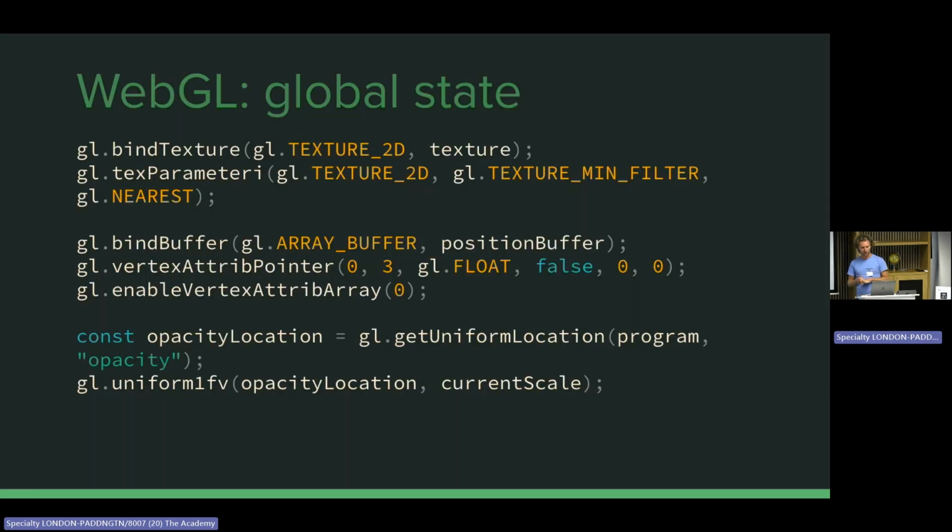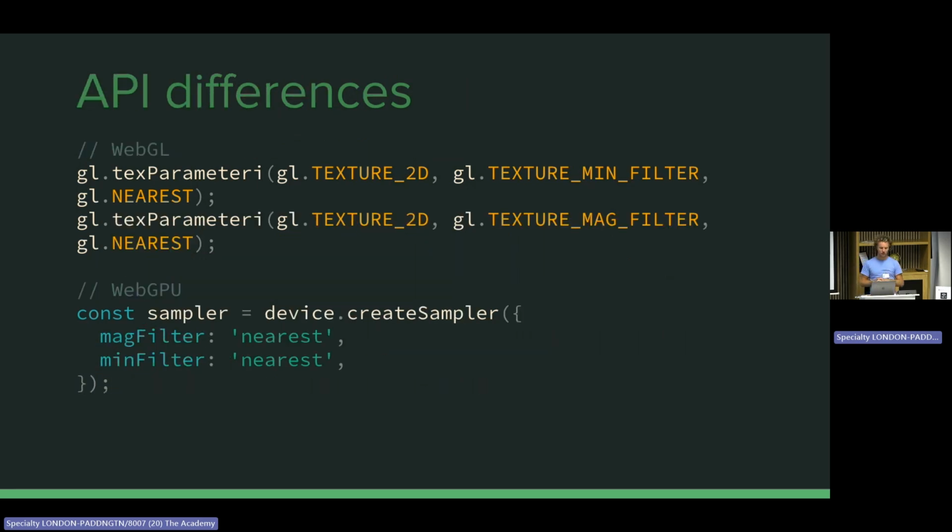First off, the comparison: when writing WebGL, we're often just writing to global state. I want to bind a texture. Okay, I bound the texture. I want to set this filter on it. I want to bind a buffer. I want to enable it. It's all just writing to some kind of global object. Whereas in WebGPU, it's much closer to a modern programming model. We're creating a sampler and giving it some properties, and then we can work with this as an object.